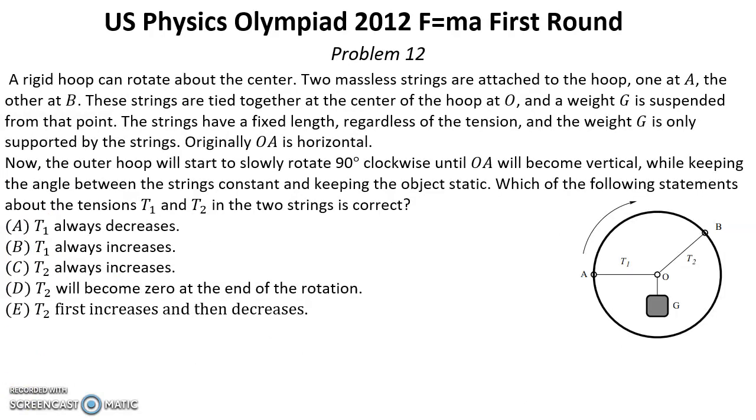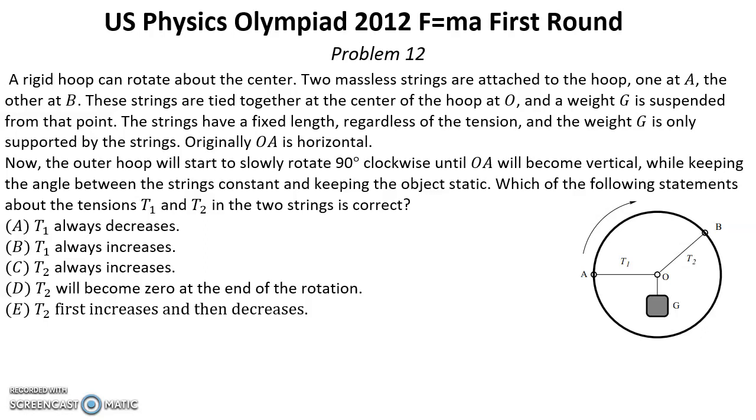US Physics Olympiad, year 2012, F equals MA, first round. Problem number 12. The solution for this problem you can find below this video in the reference of the description. A rigid hoop can rotate about the center.